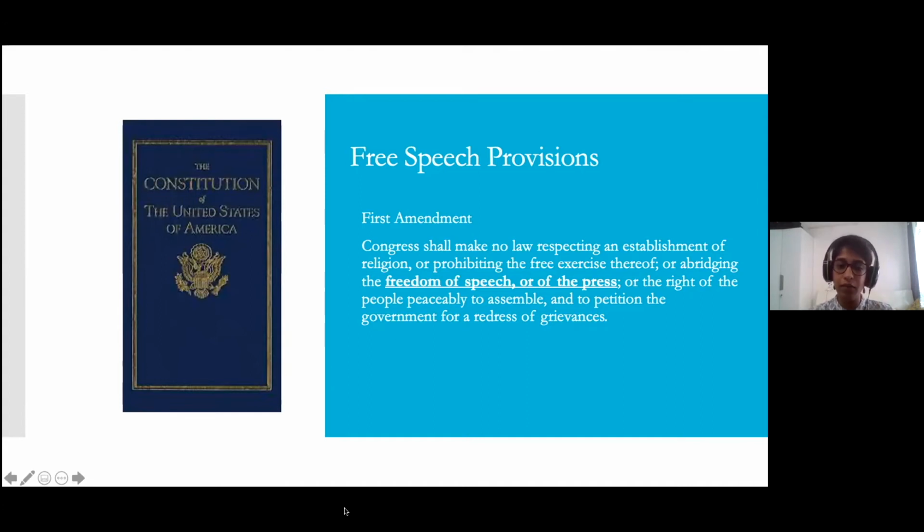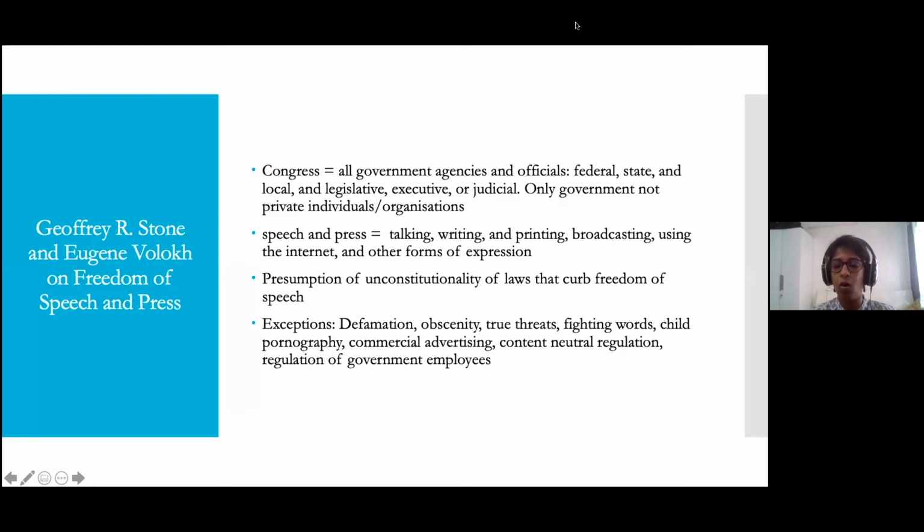And the first point he highlights is, what does it mean when they say Congress shall not make law? What does this Congress entail? It's not just the legislature, it's all government agencies and officials, at the federal, state, and local levels. And this is important because it only prohibits these government agencies from making any laws, not private individuals and organizations. So you could have private individuals and organizations that have policies that would sort of hamper the freedom of speech.